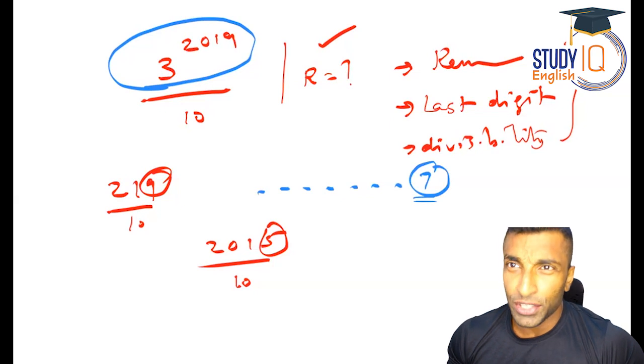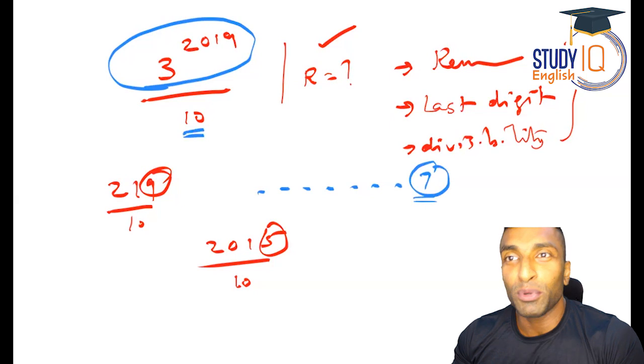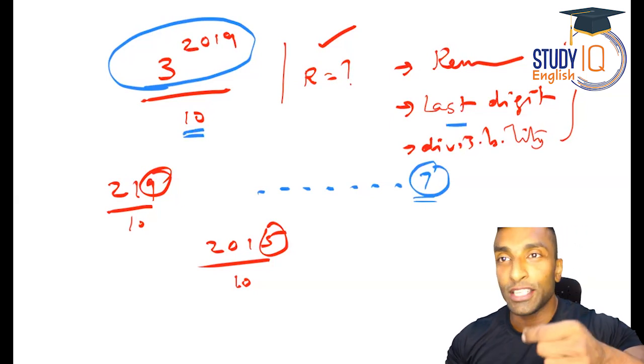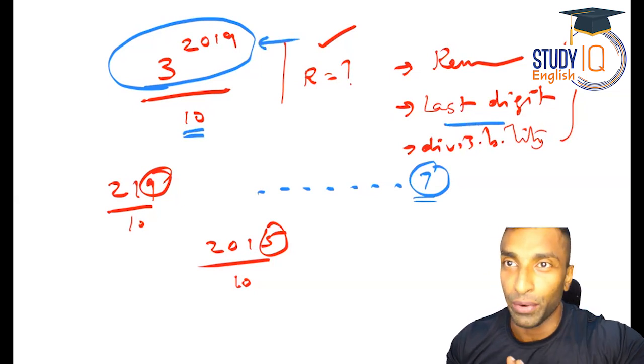So I hope you understood. Divide by 10, they're asking you the remainder. You're not actually supposed to find a remainder here. Divide by 10, the remainder is nothing but the last digit of the number. So what you're supposed to find out is the last digit of the numerator.